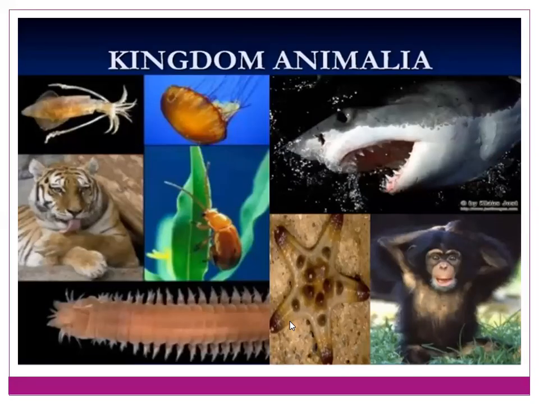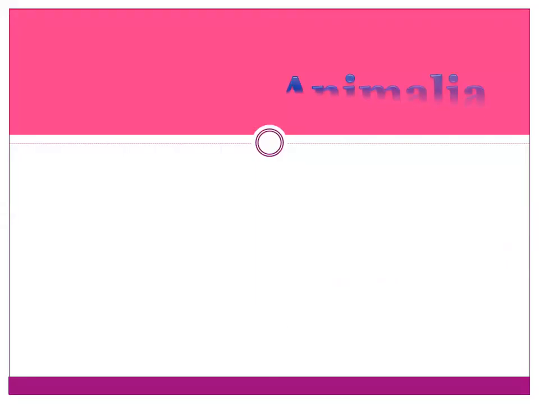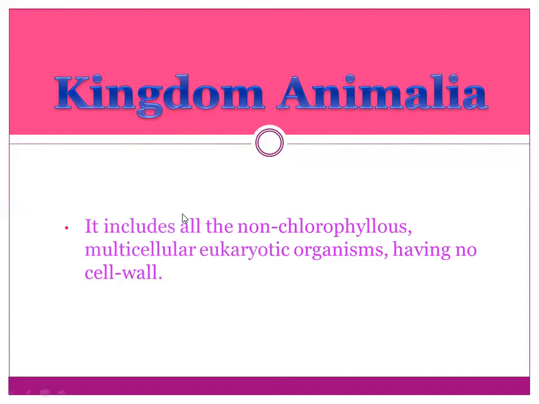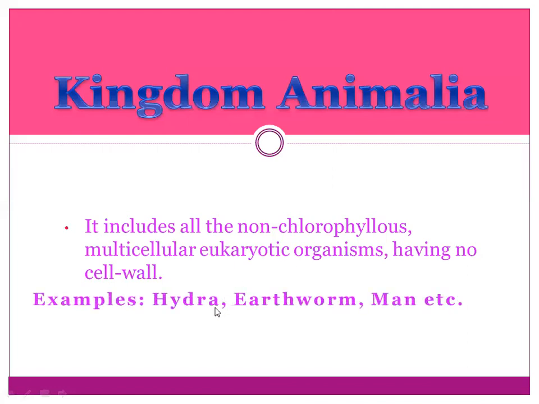The last one is kingdom animalia. In kingdom animalia, they placed all the living organisms that are non-chlorophyllous, meaning they cannot make their own food. They are multicellular eukaryotic organisms, meaning they are multicellular and have a nucleus, but they do not have a cell wall. The examples are hydra, earthworm, and man.